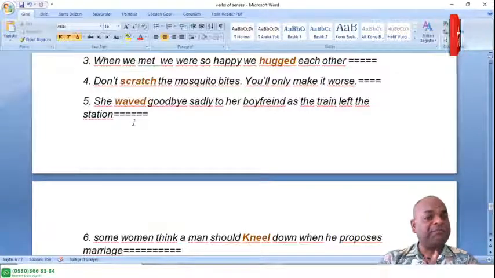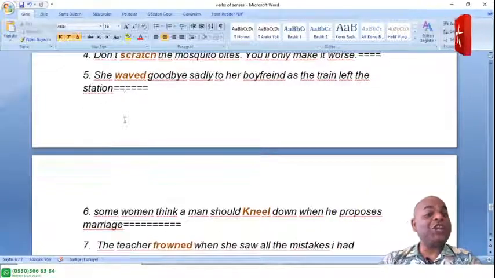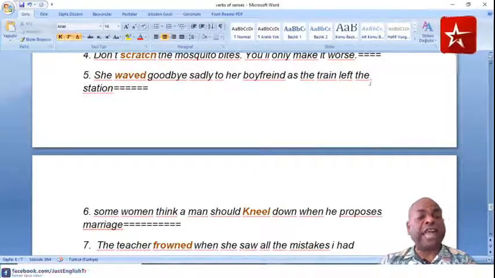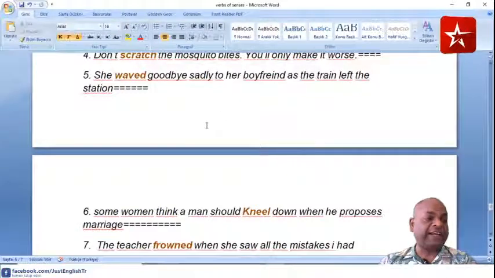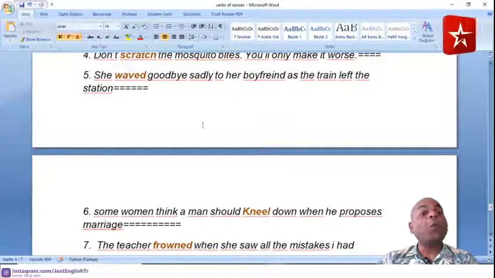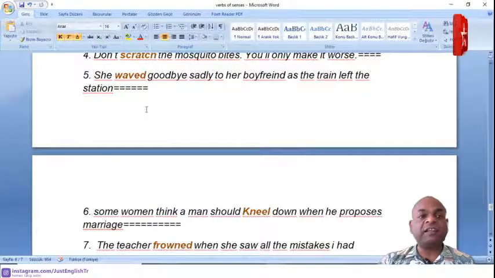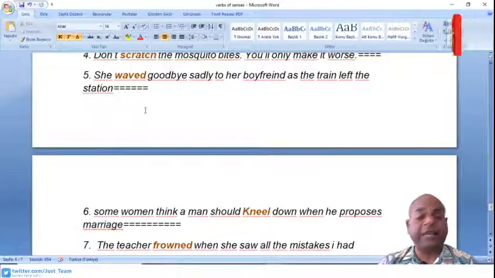Well done. Number 5. She waved goodbye sadly to her boyfriend as the train left the station. Number 5, guys. We are number 5. What's the answer? Number 5, my darling students, which part of the body?